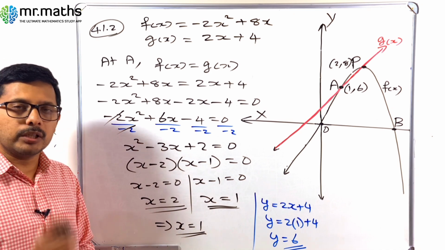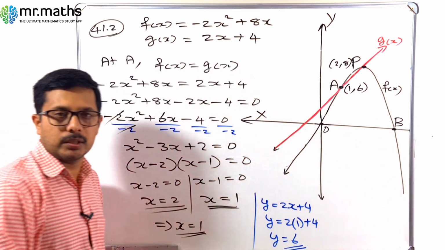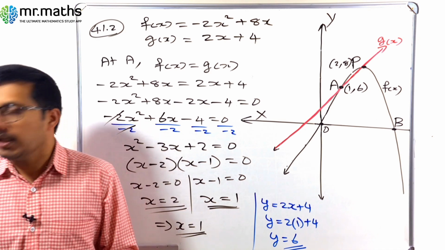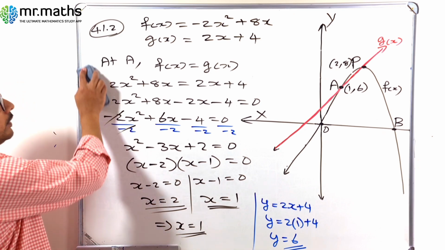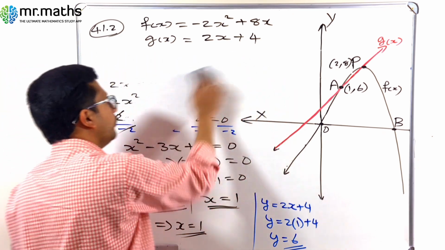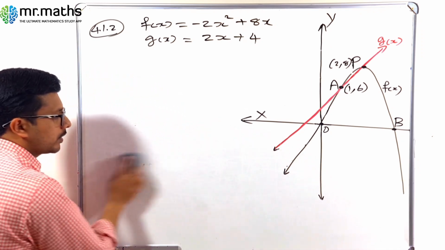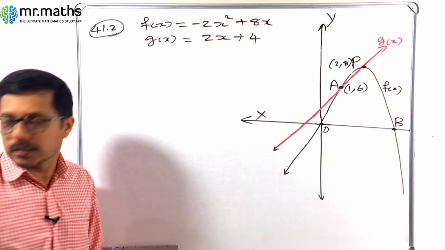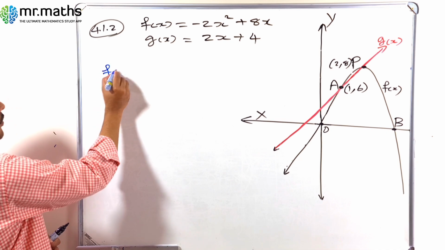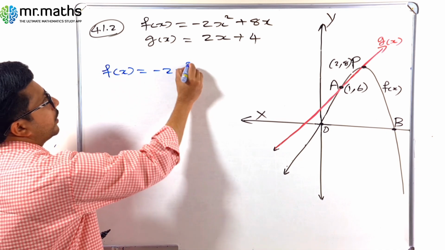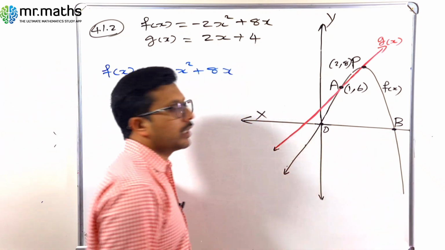Now we have to find both the coordinates of a and b. So what is b? B is the x-intercept. Am I right? Now we are going to find the x coordinate of b. Those who didn't write this one, pause the video and write this. Now that point b is the x-intercept of f of x. Am I right? So what is the equation of f of x? F of x is equal to minus 2x square plus 8x. That is the equation, and this point is the x-intercept.